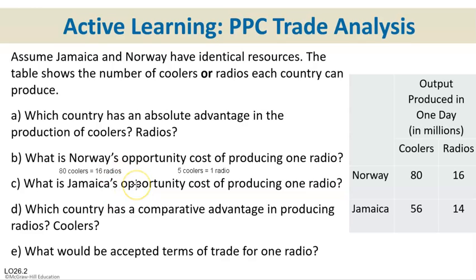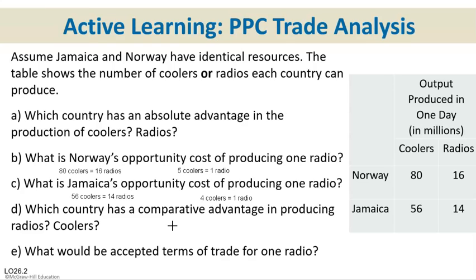Now let's do the same thing with Jamaica. So set the two endpoints equal to each other, then divide by the number that's in front of radios. So 56 coolers equals 14 radios. We're going to divide both sides by 14, and we're going to get 4 coolers equals 1 radio. That means the opportunity cost of producing one radio in Jamaica is 4 coolers. If they want to make one more radio, they would have to give up the opportunity to make 4 coolers to do that.